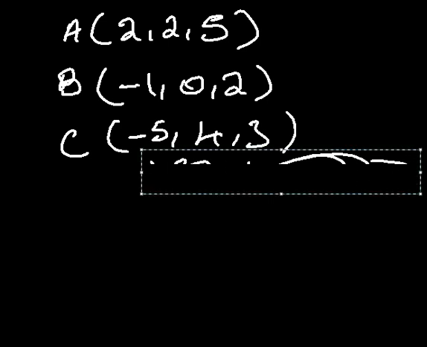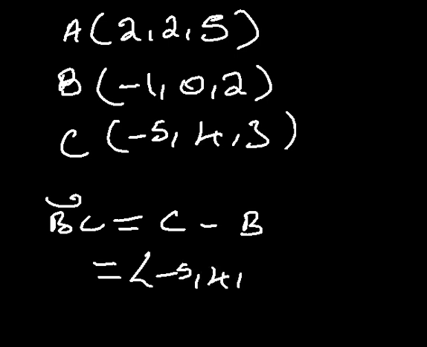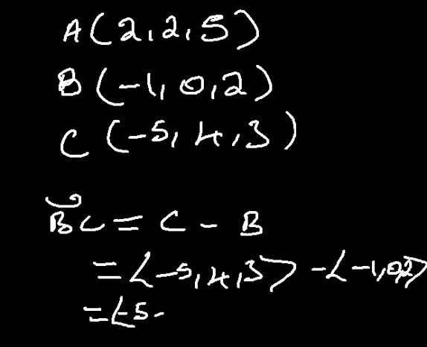Now, let's say I wish to have vector BC. The principle remains the same, and the vector BC will be given as the coordinates at C minus the coordinates at B, now expressed in component form, that is -5, 4, 3, minus the coordinates of B, -1, 0, 2. In this case, we'll have -5 minus -1, and that is 4 minus 0, and that is 3 minus 2.